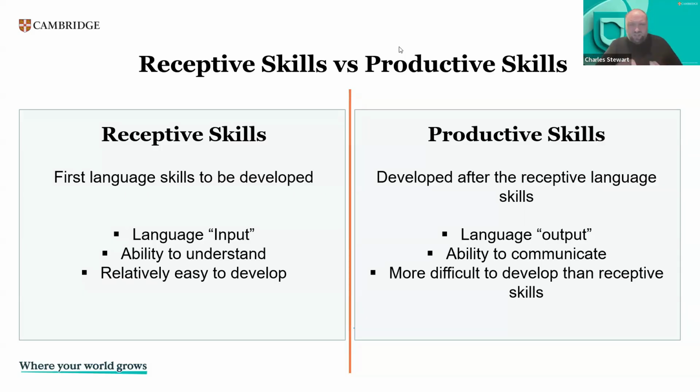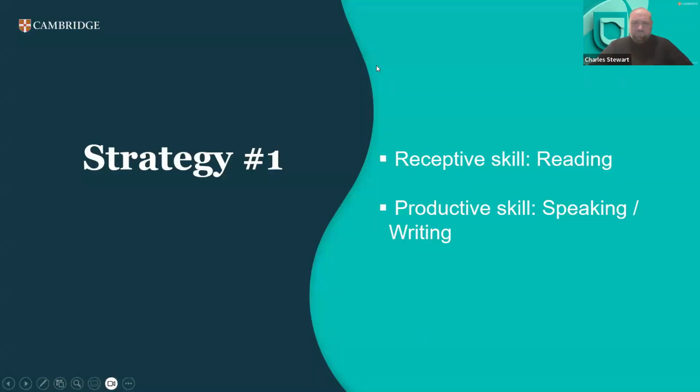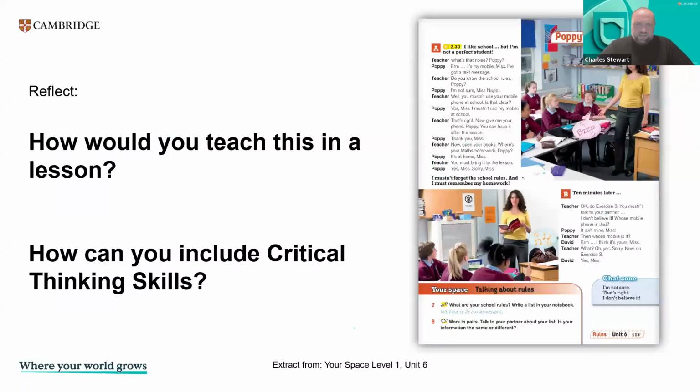Therefore, because of this, productive skills are a bit more difficult and challenging to develop than receptive skills. So let's look at a few strategies for both receptive and productive skills that include critical thinking. For strategy 1, we're going to be looking at the receptive skill of reading and the productive skills of both speaking and writing.